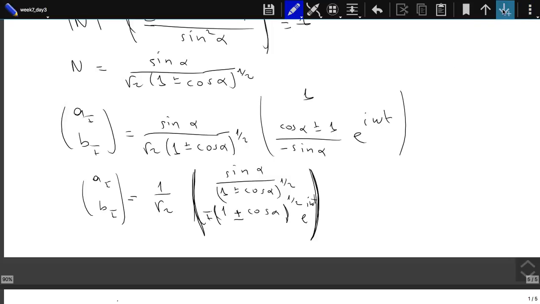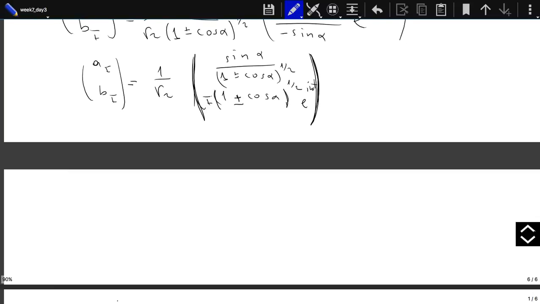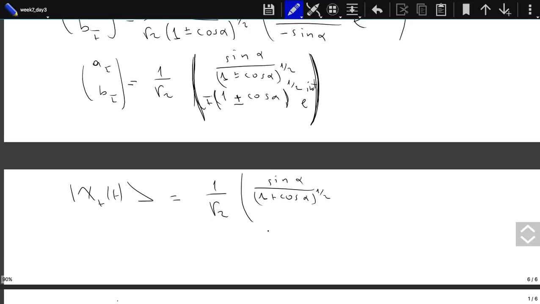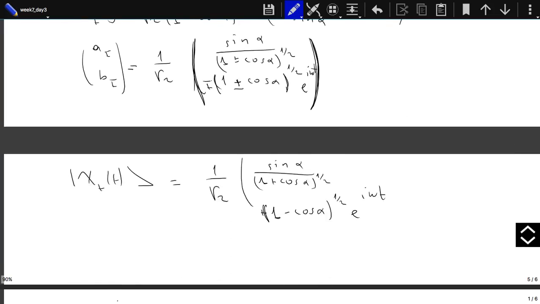Now I need to take their time derivatives. So let's see. Chi plus at the time t is 1 over the square root of 2, sine alpha divided by (1 plus cosine alpha) to the 1/2, plus (1 minus cosine alpha) to the 1/2. Now is this correct? Yes.